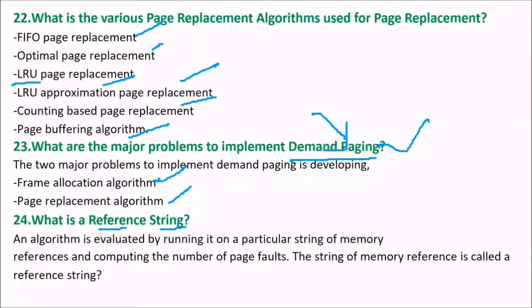What is a reference string? An algorithm is evaluated by running it on a particular string of memory references and computing the number of page faults. The string of memory references is called the reference string.